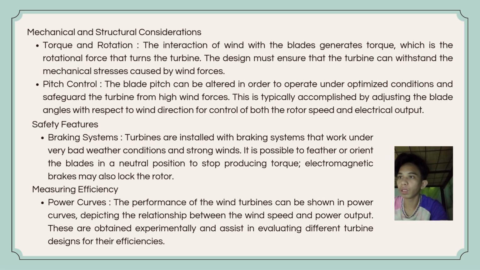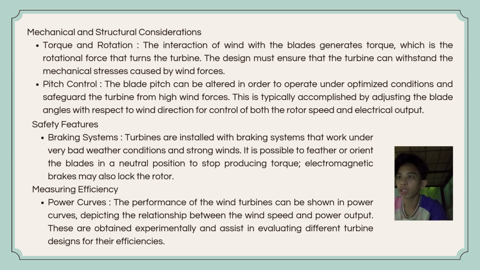The second point is pitch control. The blade pitch can be altered in order to operate under optimized conditions and safeguard the turbine from high wind forces. This is typically accomplished by adjusting the blade angles with respect to wind direction for control of both the rotor speed and electrical output.